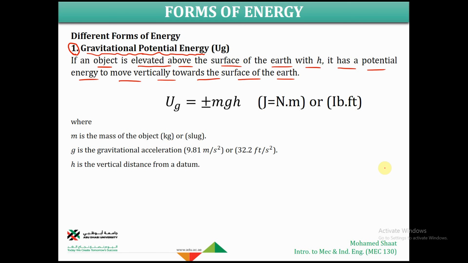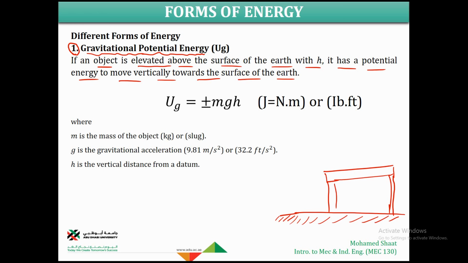So for example, let us assume that there is a table, and this table will definitely be elevated from the ground. Let us consider this ground as a datum. This is our reference. And there should be a height distance h, which refers to the distance from the top surface of the table to the ground. And for some reason you're setting an object over this table.